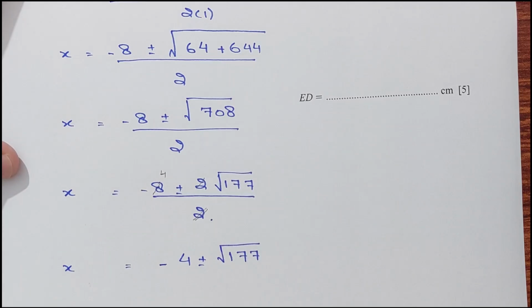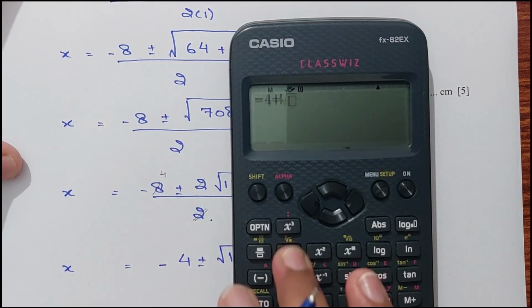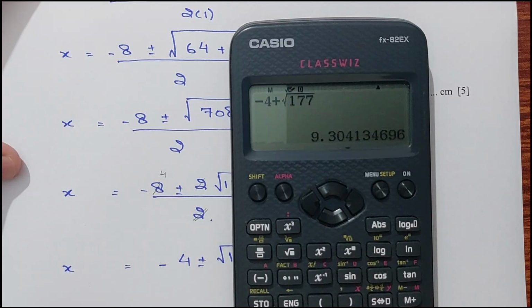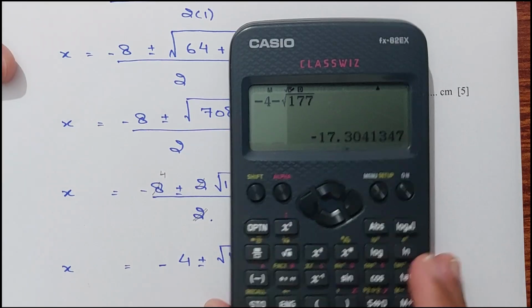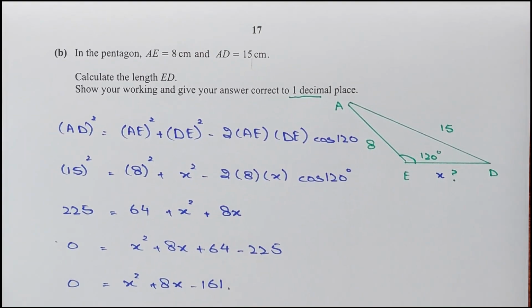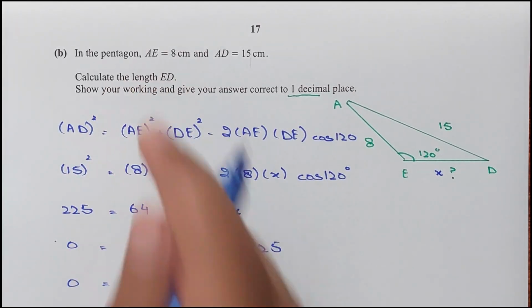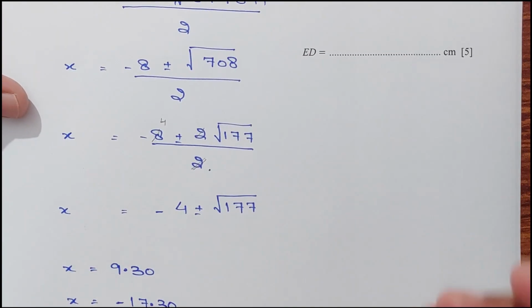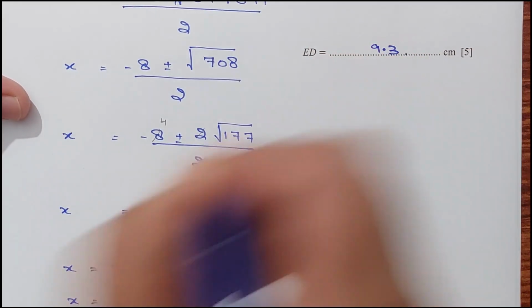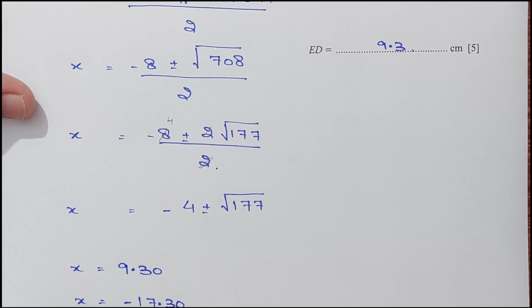We have two solutions now. Minus 4 plus root 177 gives x equals 9.30, and minus 4 minus root 177 gives x equals negative 17.30. Which one do we have to pick? As we know that x is the length ED, and length can never be negative, we have to pick the positive one, which is 9.3 to 1 decimal place. 9.3 centimeters is the length of ED.